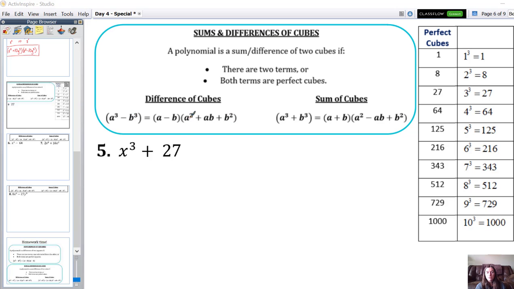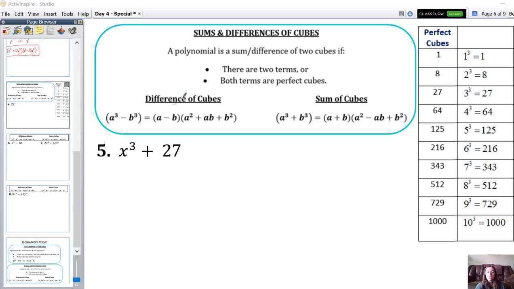And then your second term, you're going to do a squared. So we took the cubed root of a cubed and got a. Then we're going to square that plus multiply a and b, and then plus b squared. If it's a sum of cubes, if we're adding our two perfect cubes together, our first term is going to be a plus b, keeping that sign. Our second term is going to be a squared. This time we're going to subtract ab, and then we'll add b squared again.